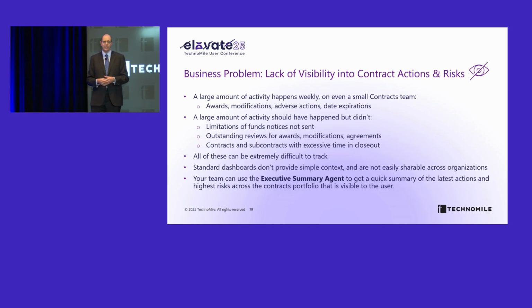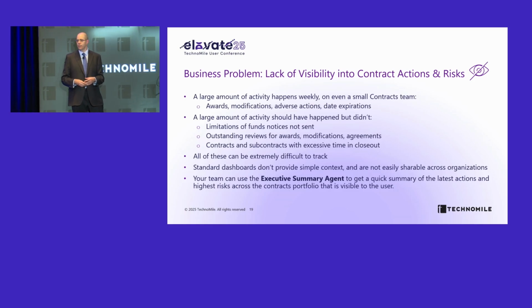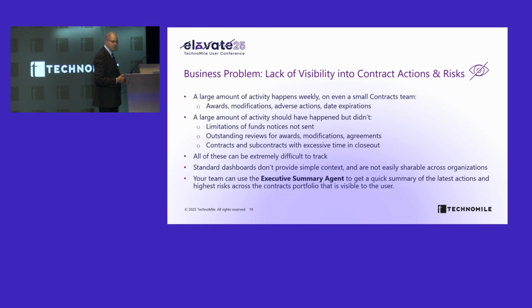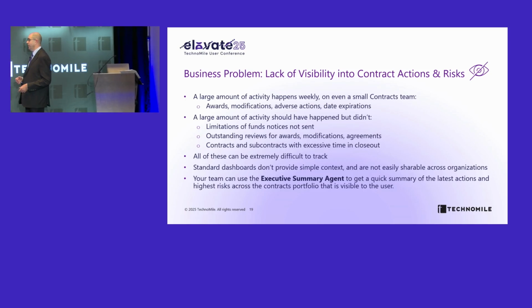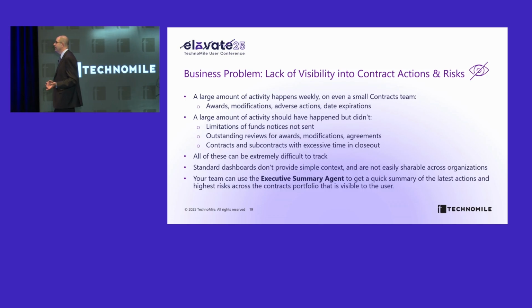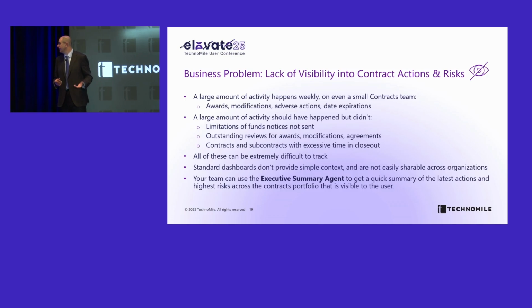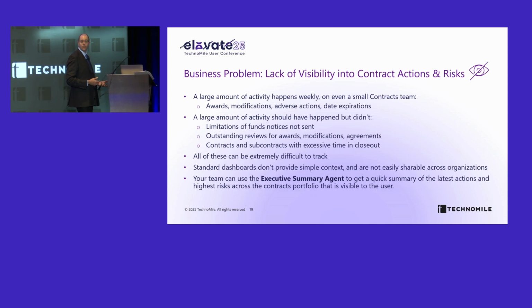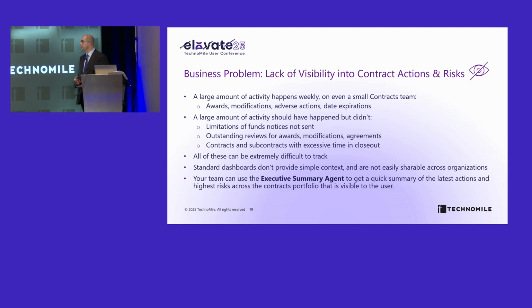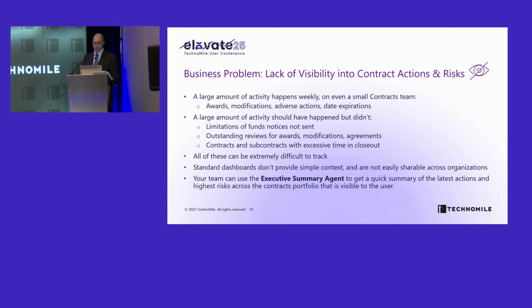There's a large amount of activity that happens weekly, even for a small contracts team, and keeping track of that could be annoying. So maybe you want to track limitation of funds notices that weren't sent, along with outstanding reviews, along with excessive time in closeout for a contract or subcontract. Yeah, you could do all that in a dashboard, but in one place, on a regular basis, emailed to you? Yeah, that's what this can do. It can put all this information together and get you a quick summary of the latest actions and highest risks.